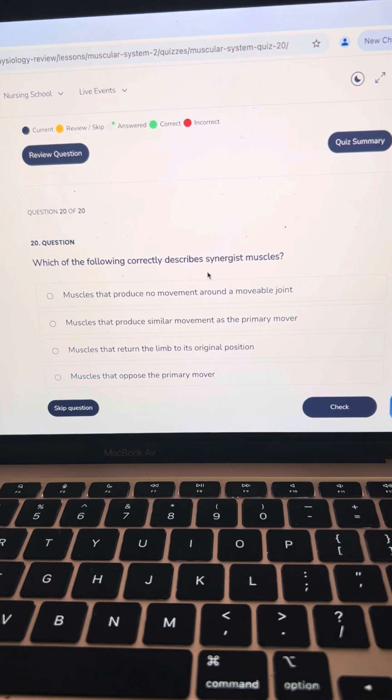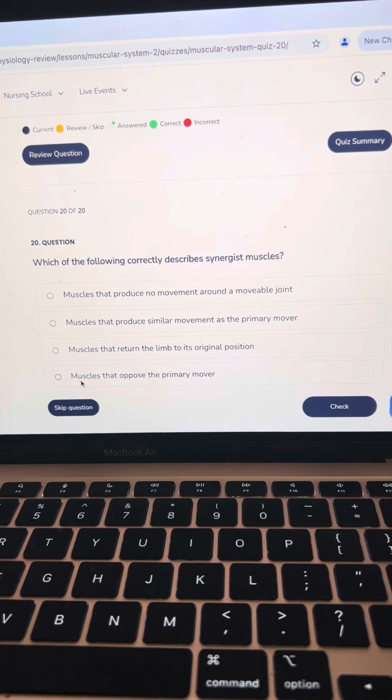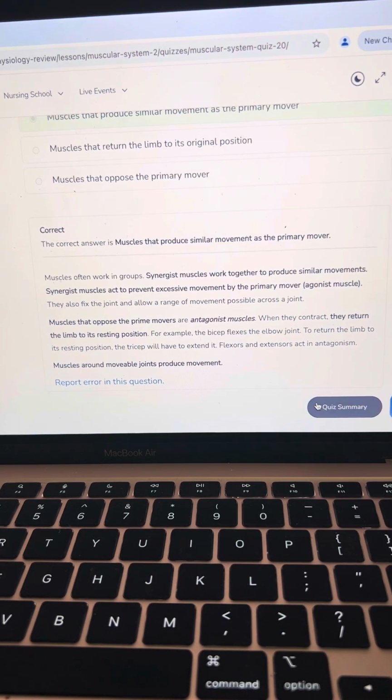Which of the following correctly describes synergistic muscles? Synergy to me is working together right off the bat, okay? Something that works together, all right? Muscles that produce no movement around a movable joint. Muscles that produce similar movement as the primary mover. Muscles that return the limb to its original position. Or muscles that oppose the primary mover. So synergy and muscles that produce similar movement. They're working together, right? There we go. And there is your answer. If you want to pause and read.